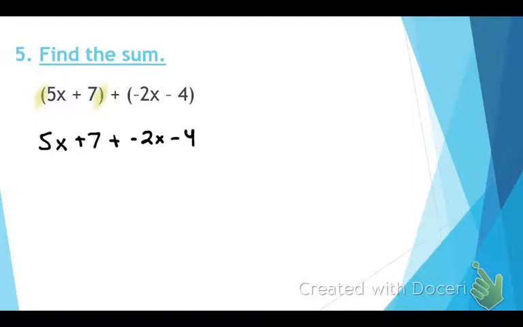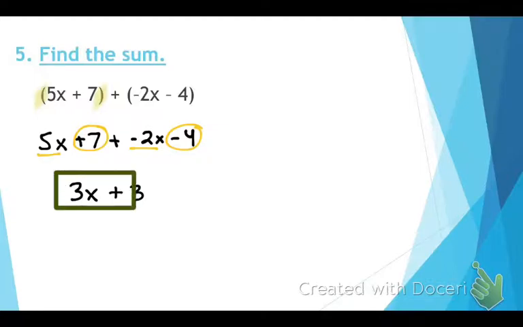Let's find like terms. The X family and the constant family. Let's combine the variable term first. Guys, what's 5x minus 2x? 3x. Now you're going to combine the constants. What is 7 minus 4? 3. Positive 3 or negative 3? Positive. Positive 3. So the correct answer is 3x plus 3.